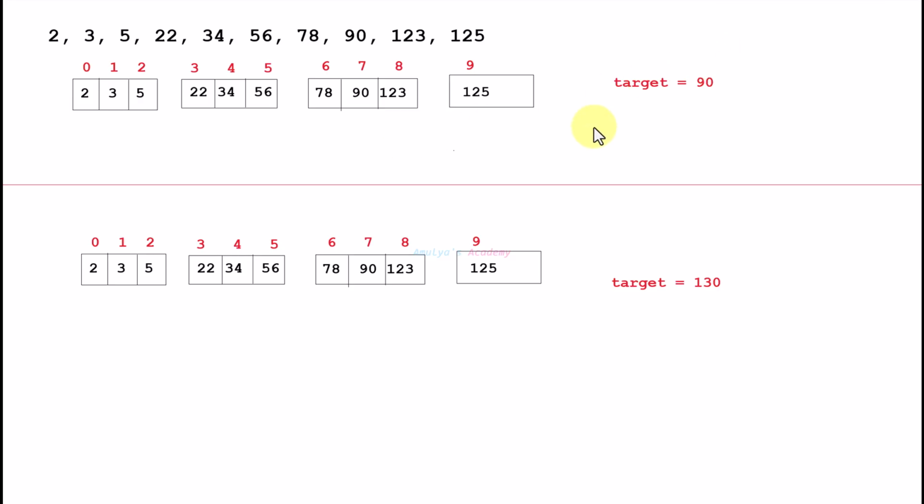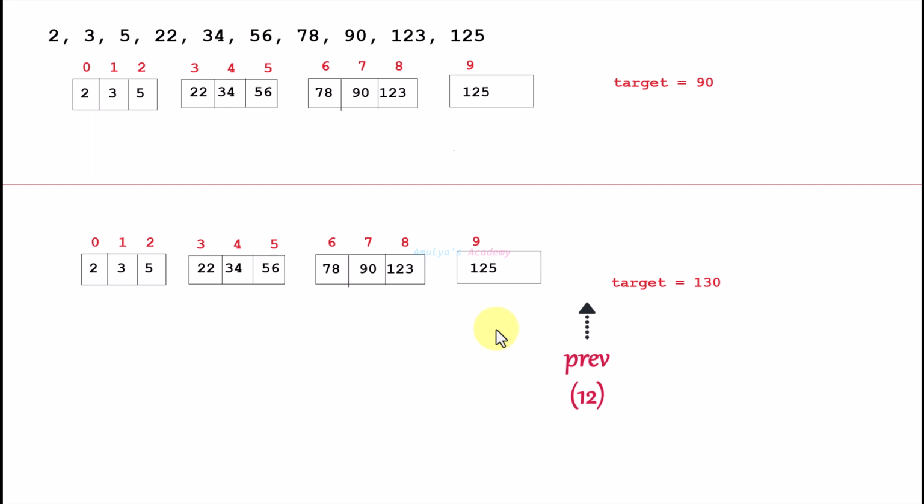For example, if the element is not present in this list, first we'll compare the target element with the last element of the first block. Here target is greater. Then we'll go to this block. We'll compare 56 with 130. Target is greater than this value. So we'll go to the next block. Here 123. We'll compare 123 and 130. No. Then we'll go to the next block. Here 125 and 130. No.